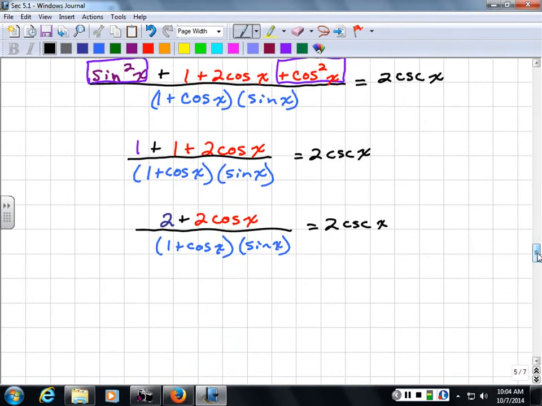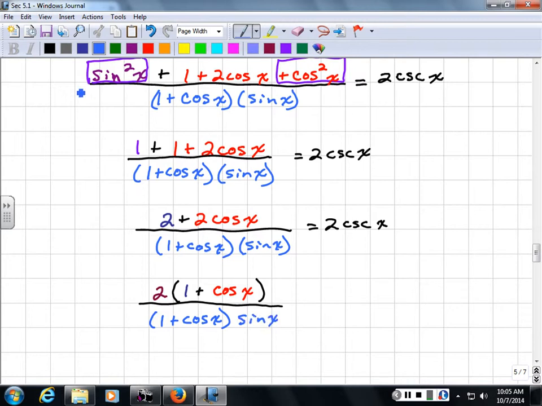So now, at this point, I have 2 plus 2 cosine x over 1 plus cosine x quantity times sine of x. And I like the fact that the 2 and the 2 cosine x have a common factor of 2. So that's what we're going to do. We are going to factor out 2. And we will have 1 plus cosine of x, and that will all be over 1 plus cosine of x times sine of x. And I know that it is still equal to 2 cosecant of x.